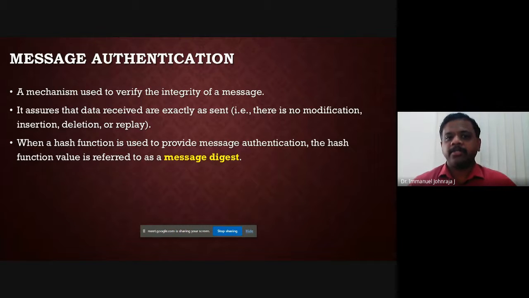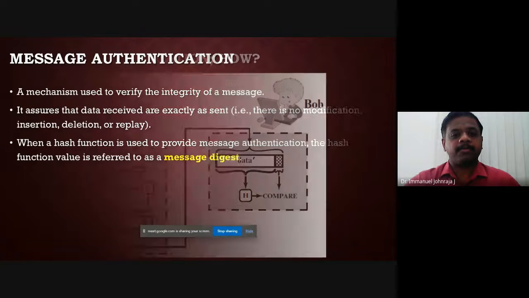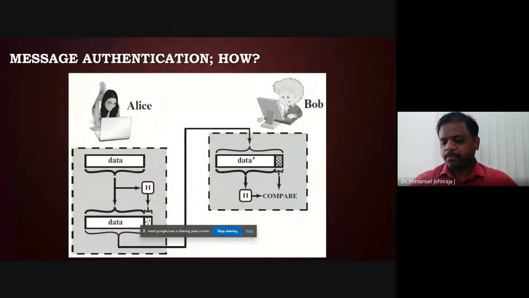When a hash function is used to provide message authentication, the hash function value is referred to as the message digest. So in order to achieve message authentication, we need to calculate the message digest. That's nothing but the calculation of a hash value. Let's see some examples so that we can understand more. How are we achieving message authentication?